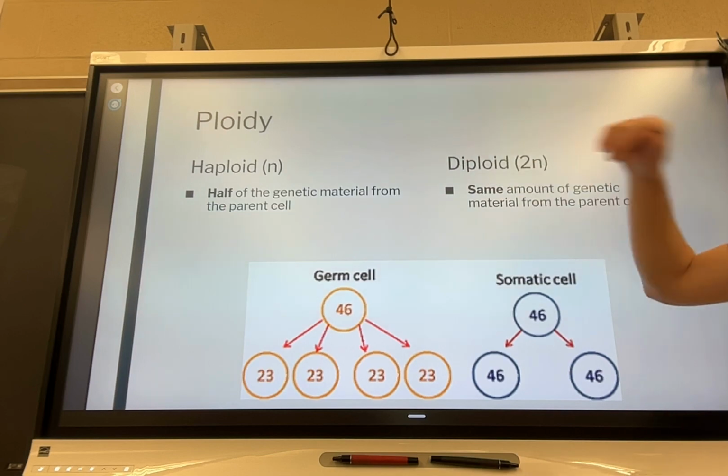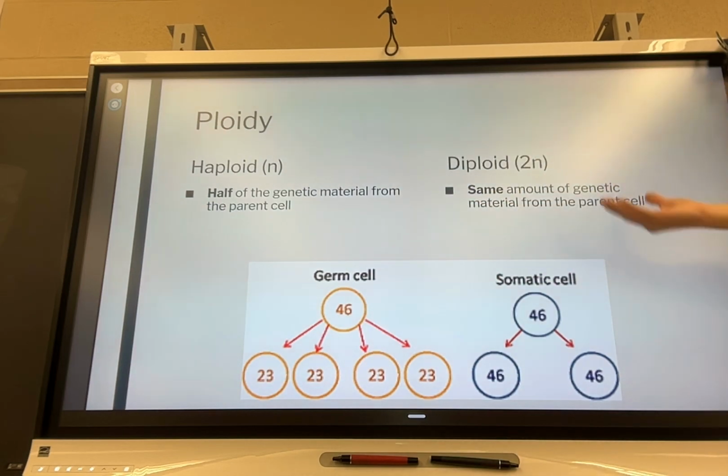And we still need to talk about, like I said, haploid and diploid. Haploid has half of the total amount of chromosomes. Diploid has the same amount. So di is 2, so usually there's 2 copies of each chromosome. So they're going to have the same amount of material. For our cells, we have 46. For our gametes, we have 23.